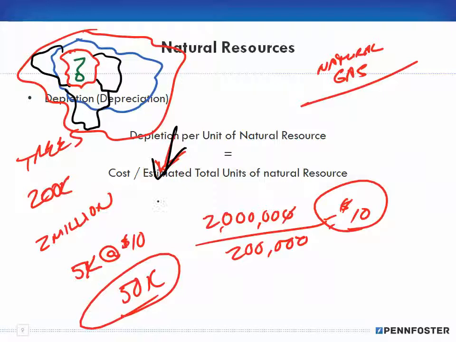Okay, so that's it for this video. Like I said, relatively short. The whole idea is that we have depreciation for fixed assets, we have amortization for intangible assets, and now with natural resources, we deplete it.